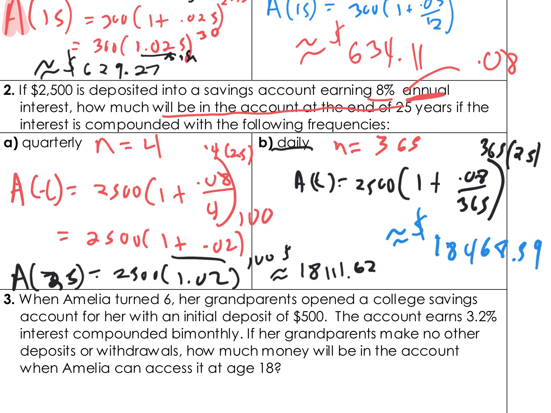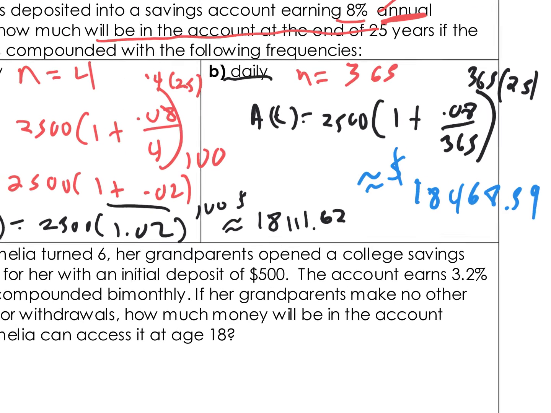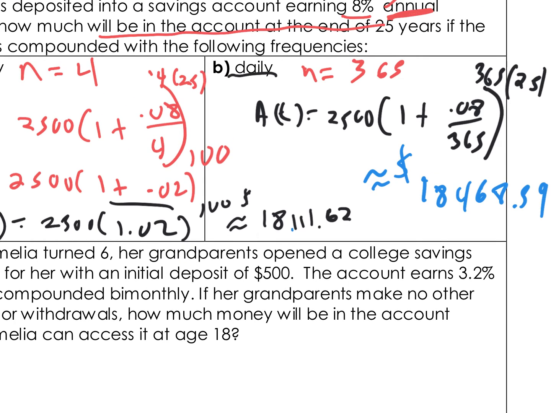$18,468.59. Was it more than I had? Yes. Yeah, it was 111 versus 468, so it was over $300 more. I mean, it didn't cost you any more work. You still kept the money in the bank for 25 years. So what bank are you going to go to? The bank that does it daily or the bank that does it monthly? May as well, right?